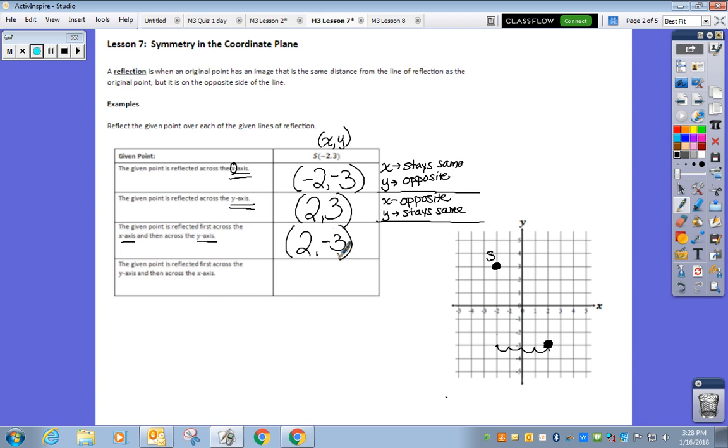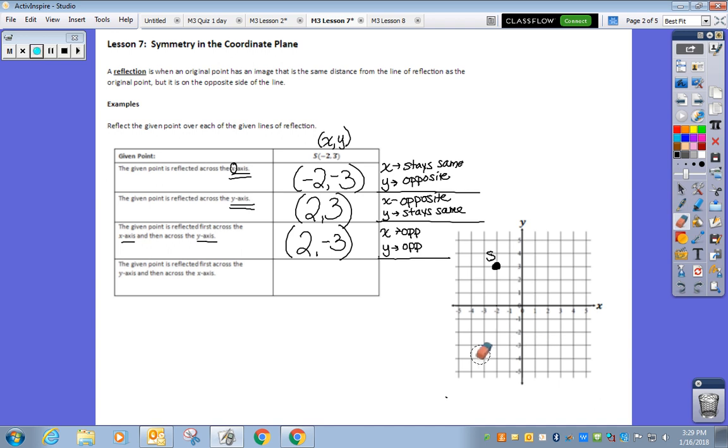So when we reflect across the x first and then the y-axis, our x-coordinate becomes its opposite. Positive 2 is the opposite of negative 2. And 3 becomes negative 3, so the y also becomes its opposite. So they both become opposites when we do that, reflect across the x and then across the y.